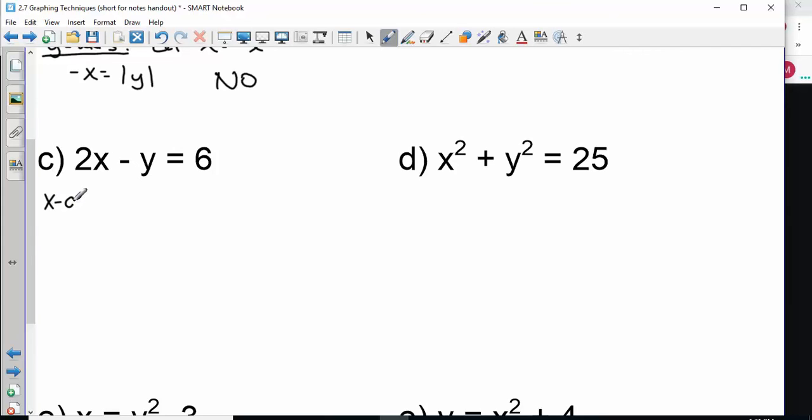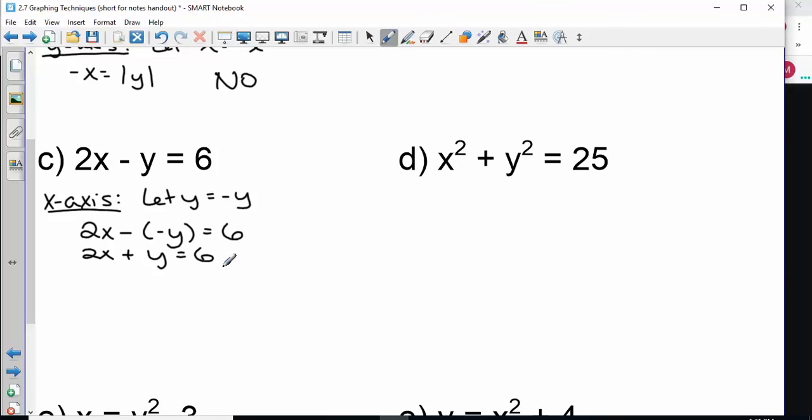So to check the x-axis, is this one we could graph on our calculator? Yeah, you could solve for y and graph it. How do you check symmetry to the x-axis? Okay, so I get 2x plus y equals 6. Is there anything I can do to that to turn it back into the original? No. So it is not symmetric to the x-axis.